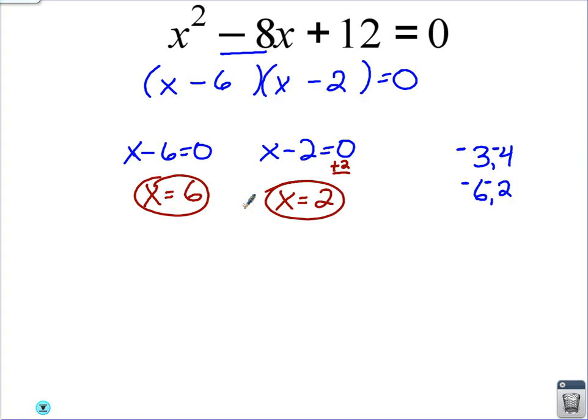And you can check that. Plug in 6. 6 to the second power is 36. Minus 48 plus 12. 36, let's go ahead and do the plus 12 is 48. 48 minus 48 gives you 0. Checks out.